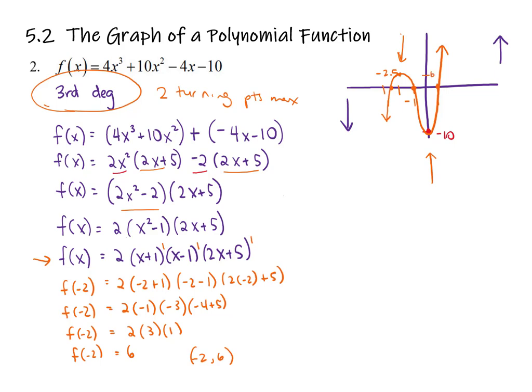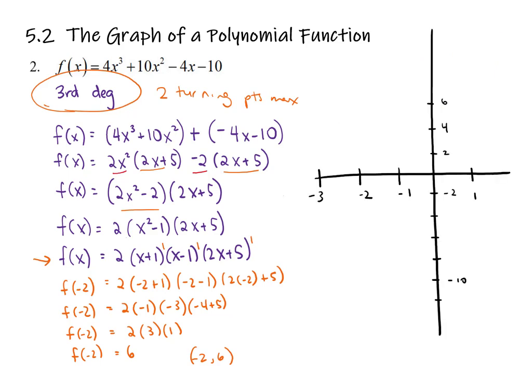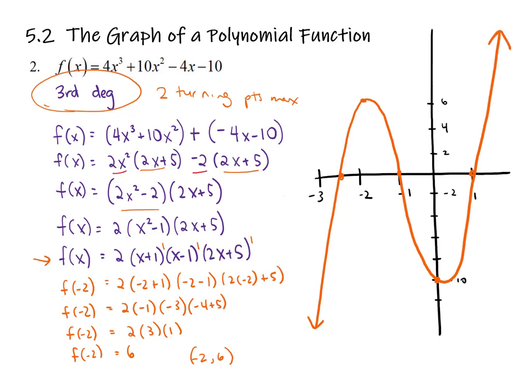So I'm just going to draw a better sketch of this graph. Notice that my x-axis and my y-axis are different scales. That's okay. Let's go ahead and put my negative 2.5, my negative 1, my positive 1, x-intercepts there. I'm going to put my y-intercept of negative 10, and I'm going to put that value of negative 2, 6 over here. I'm just going to make sure I go through all of these values. And so there's my sketch of this graph.